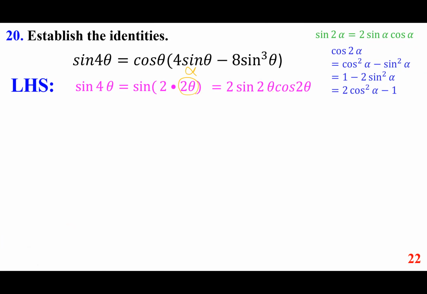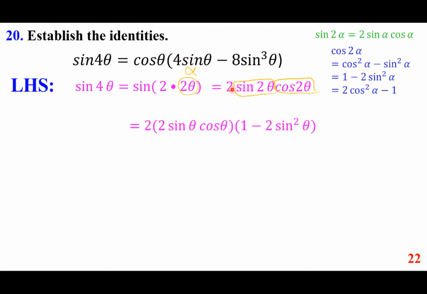Now each one has its own formula. Sine 2 theta is 2 sine theta cosine theta. Cosine 2 theta has three different formulas. Which one are we going to use and why? When we look at the right-hand side, we see over here is all cosine. So therefore, we're going to use 1 minus 2 sine squared for that, again, because we see all sines.